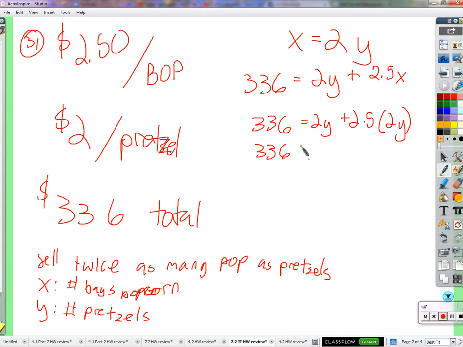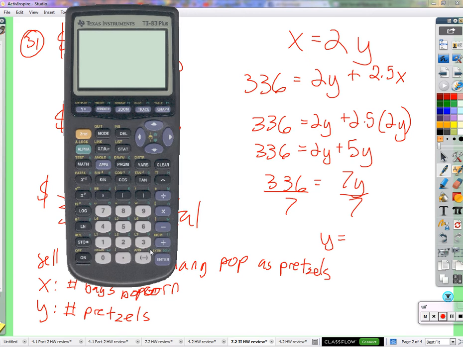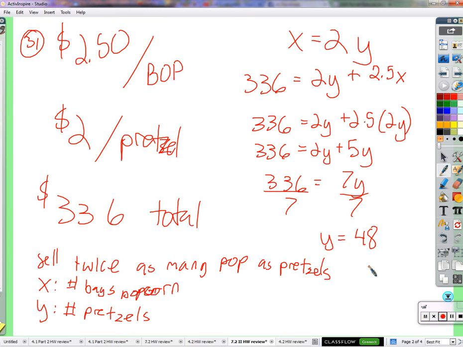Clean this up a bit. 336 equals 2y plus 2.5 times 2y. What is that? It's 5y. 336 equals 7y. It's 2y plus 5y. Divide by 7. And y is equal to 336 divided by 7. What does that mean? Why is 48, what does it mean about this? 48 pretzels.